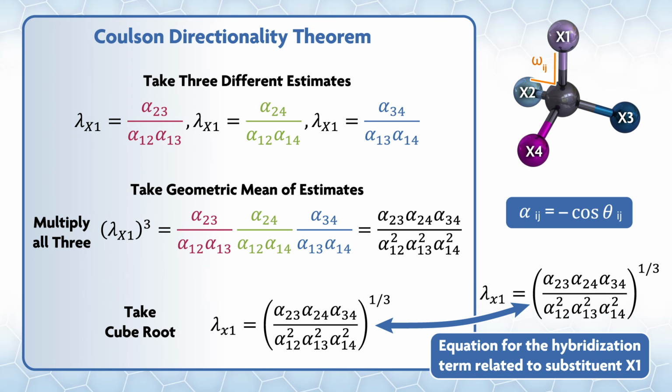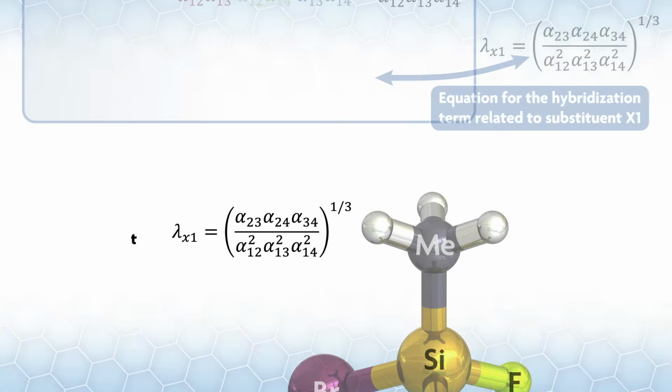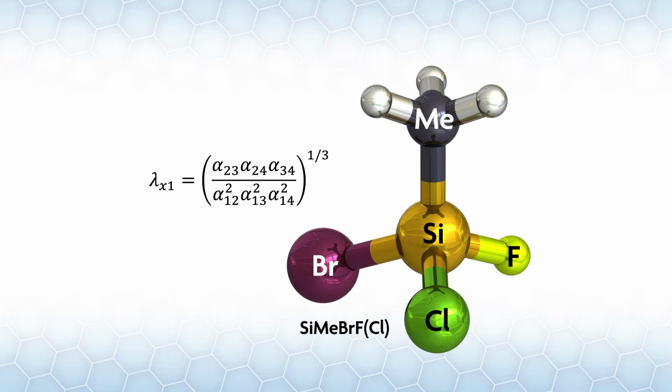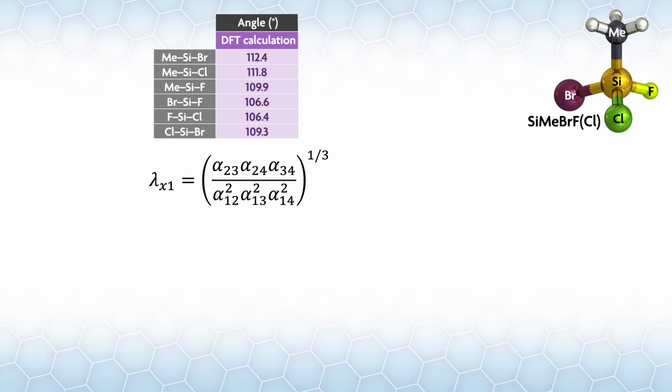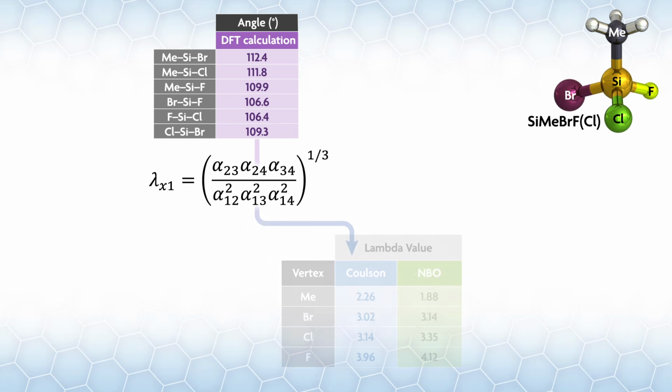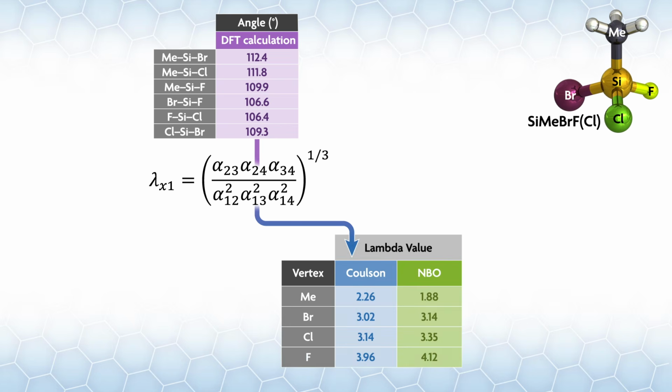Let's apply this to a simple tetrahedral system with 4 different groups: silicon with a methyl, bromide, fluoride, and chloride. The angles for the system from a DFT calculation are tabulated here. We can use the equation above with the 4 groups and these angles to get lambda values. I'll spare you the actual calculations, but here are the results.